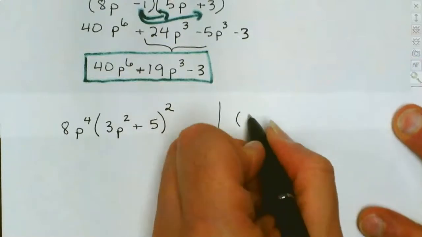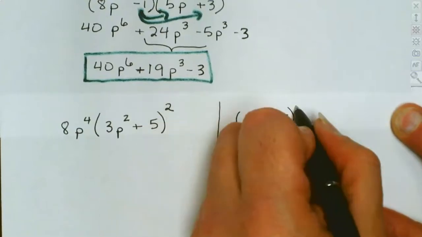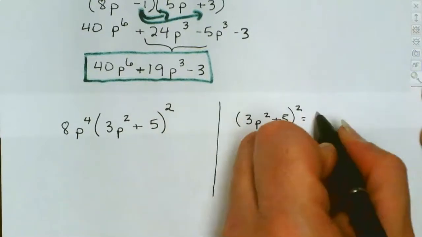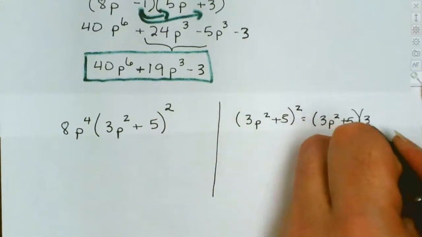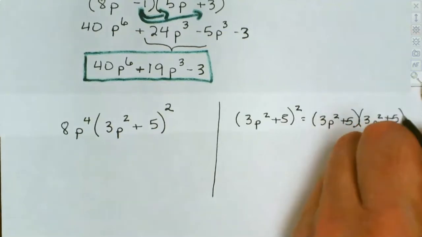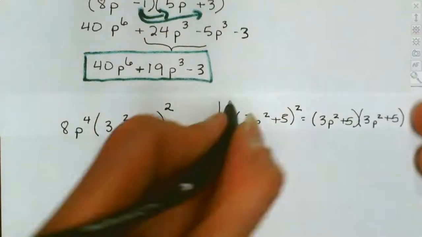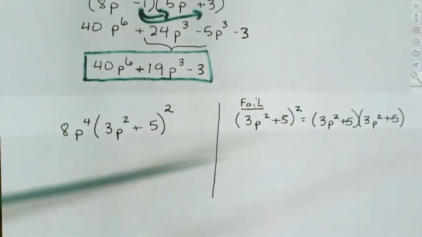So what we have to do with this one is we've got the quantity 3p squared plus 5, squared. That comes down to 3p squared plus 5 times 3p squared plus 5. So I cannot distribute that square through. What I have to do is write it out twice. And now what can you do? After you've written it out twice, you can now apply the FOIL method. So we're going to go ahead and FOIL.